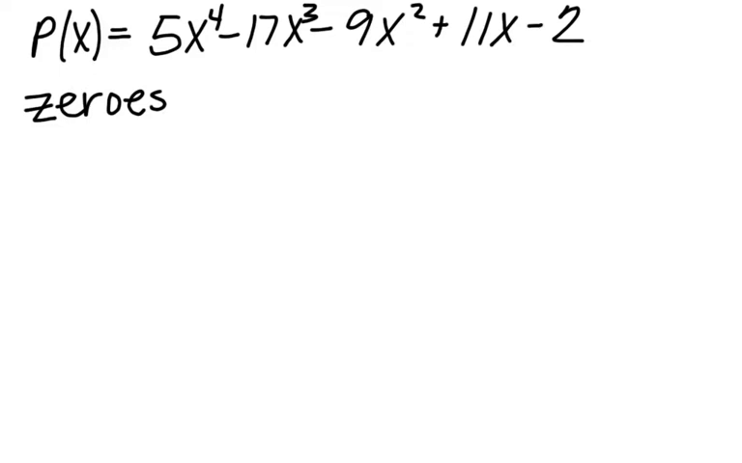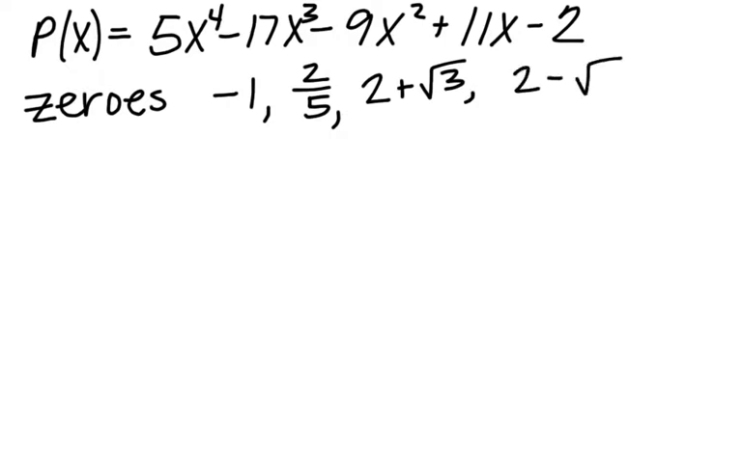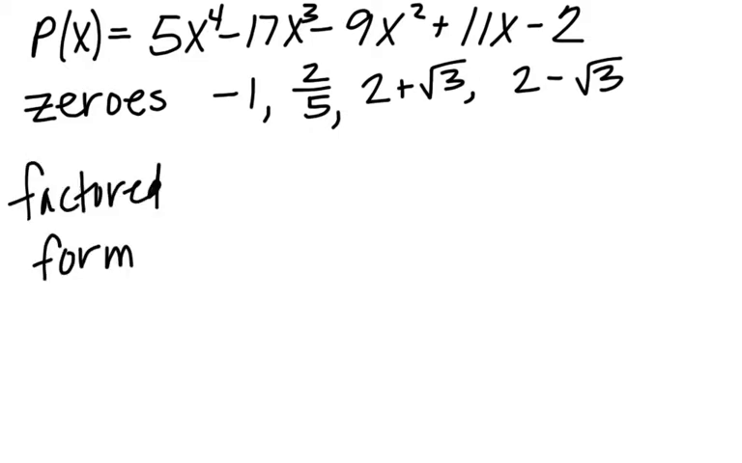So now we have found all 4 of our zeros: -1, 2/5, 2 plus the square root of 3, and 2 minus the square root of 3. These are our 4 zeros. Lastly, we want to write our polynomial in factored form. So we can use the zeros to do this, and there's 2 different ways of writing this particular polynomial in factored form.